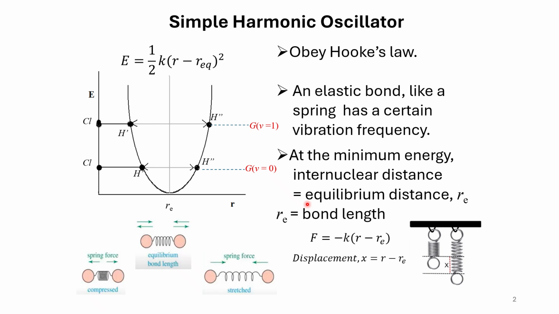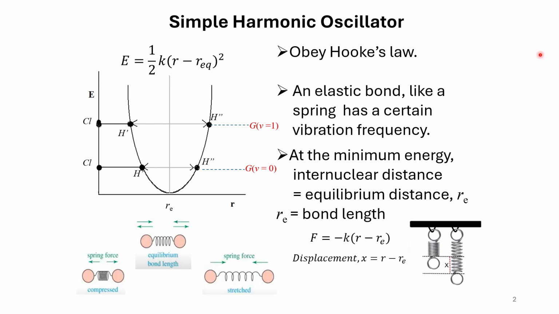An elastic bond is analogous to the spring, which possesses a certain vibration frequency. At the minimum of the potential energy curve, the internuclear distance equals the equilibrium distance, which represents the bond length. The potential energy is described by the equation E equals one over two multiplied by k multiplied by the displacement squared.